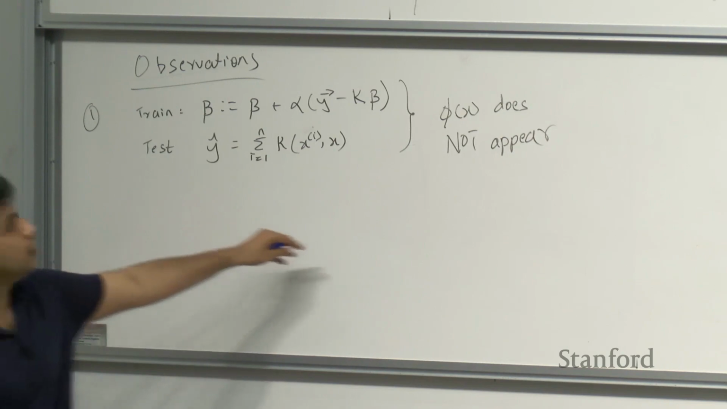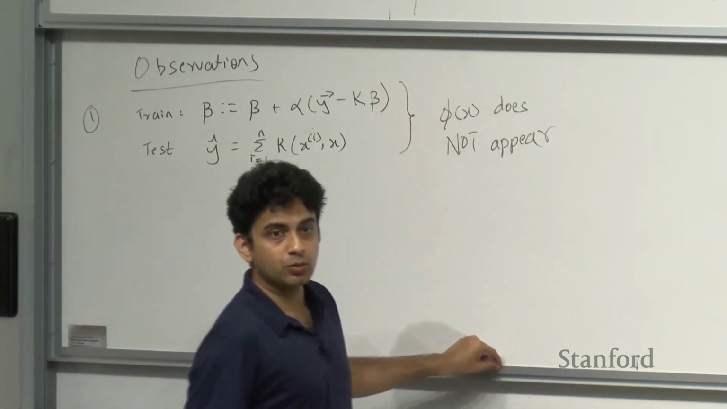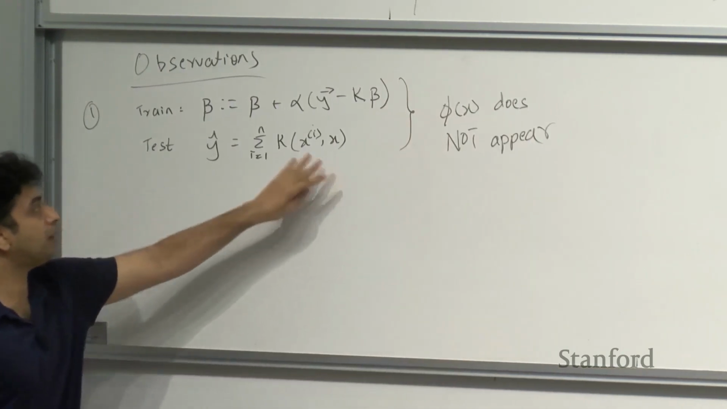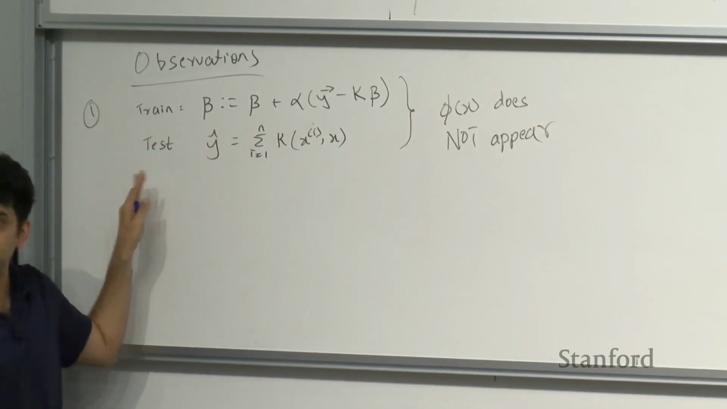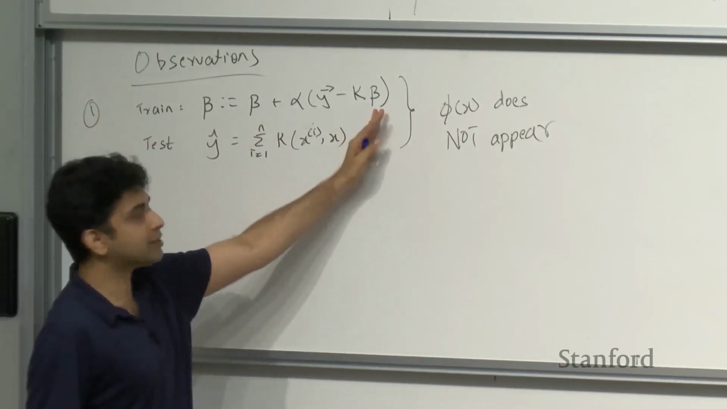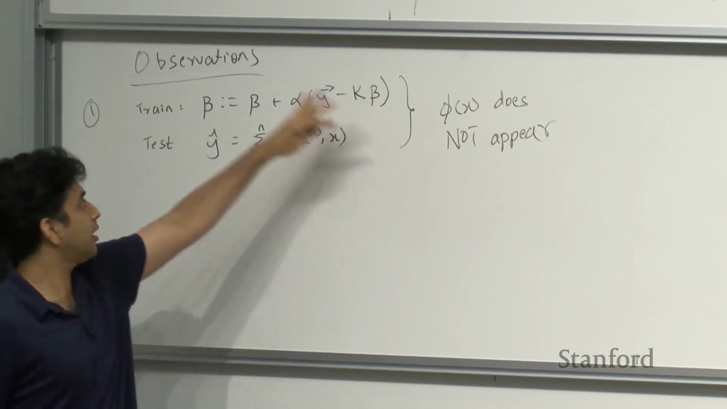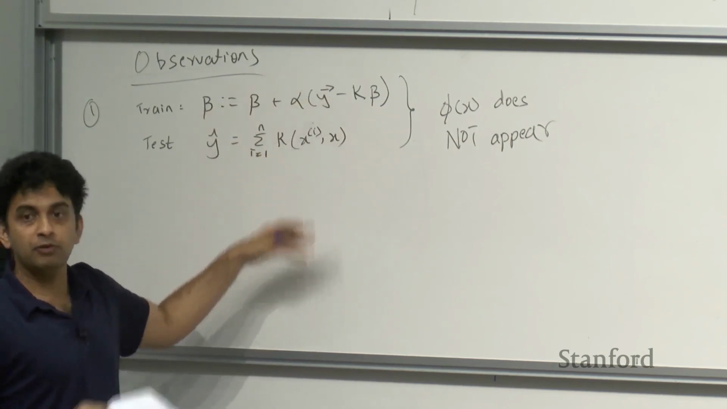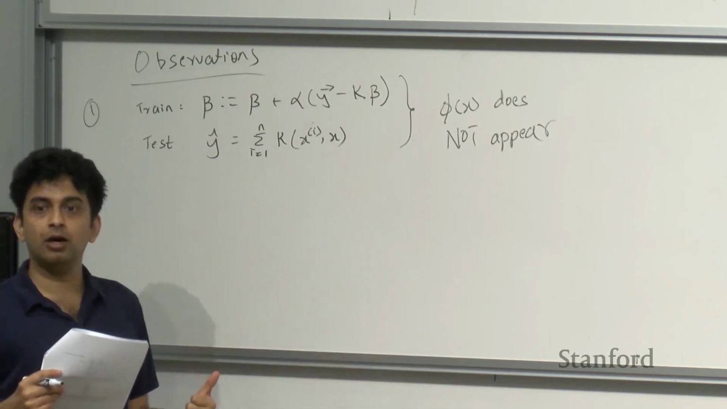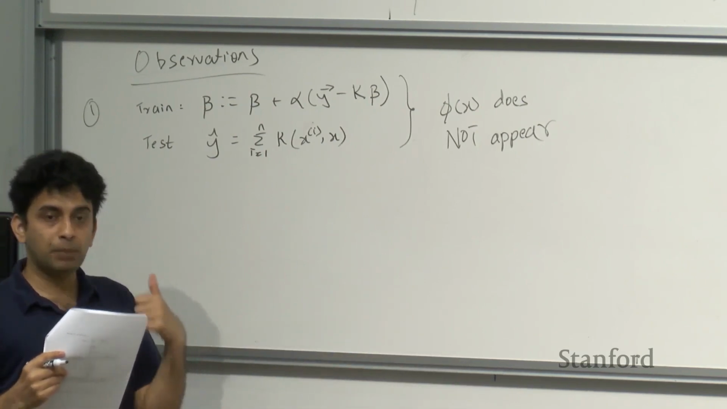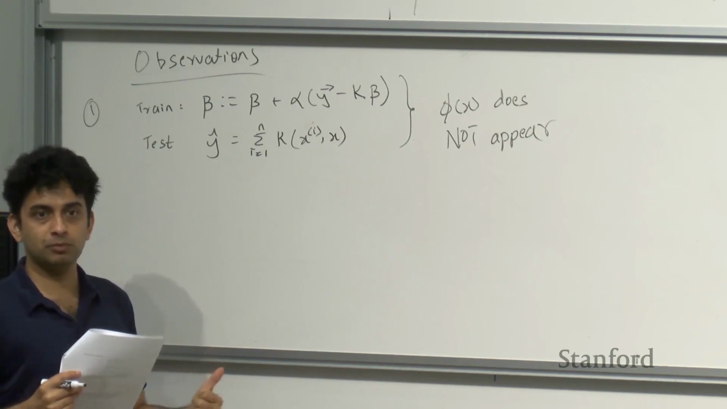We have rewritten our algorithms in such a way that the high dimensional feature map phi of x does not appear either during training or during testing. That's the most important thing, because if we have phi of x explicitly occurring in any of our update rules, then we would have to compute that, and that could be infinite dimensional. So we got rid of phi of x completely. That's the most important observation.